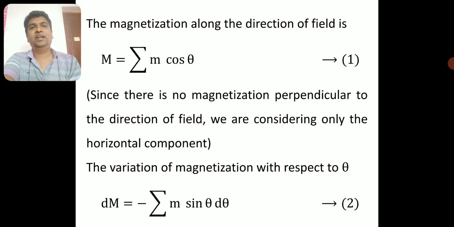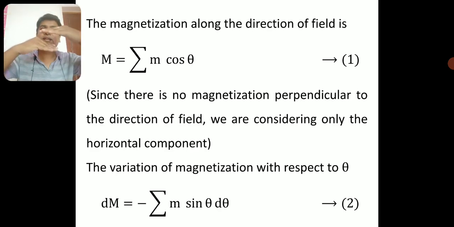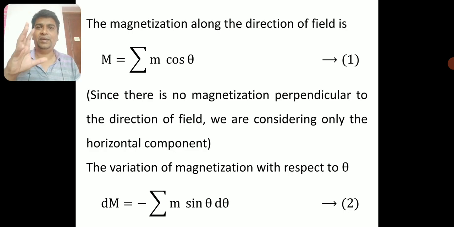Now if I look for the magnetization along the direction of the field, it may not be completely oriented in the direction of the field, but if we look at the component of the dipole along the direction of the field, it will be m cos theta, because the dipoles may not be exactly in the direction of the field. It is making some angle theta. It may not be completely magnetized, but the component of this dipole along the direction of the magnetic field will be m cos theta. That's what the magnetization is.